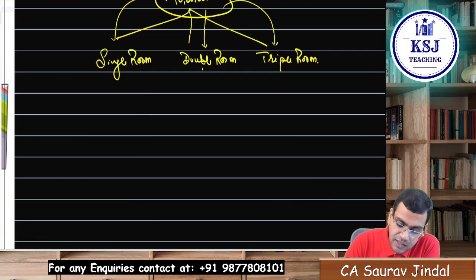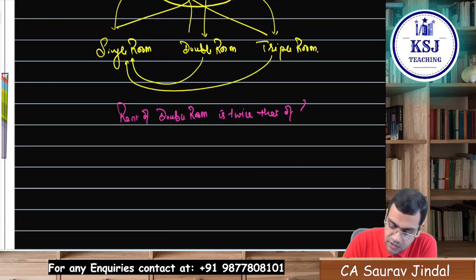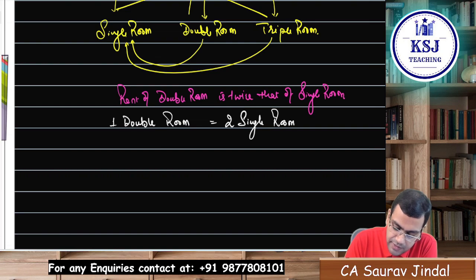How? Convert the double room into single room, and the triple room into single room. The question says the rent of a double room is twice that of a single room. So can I frame this as an equation, that one double room is equal to two single rooms? Can I say this?